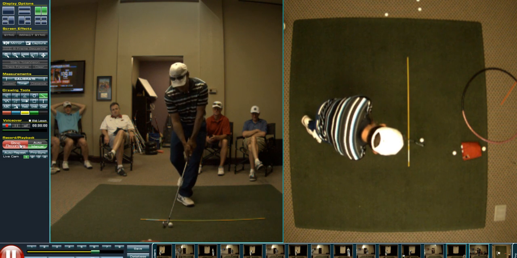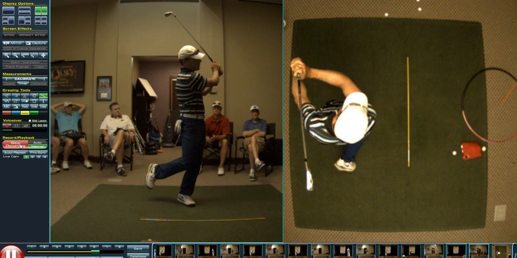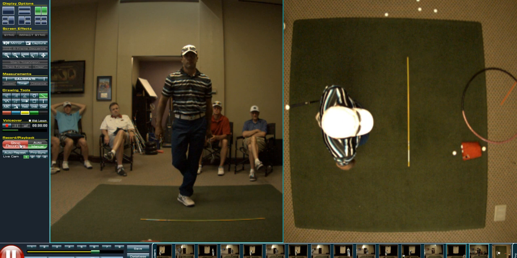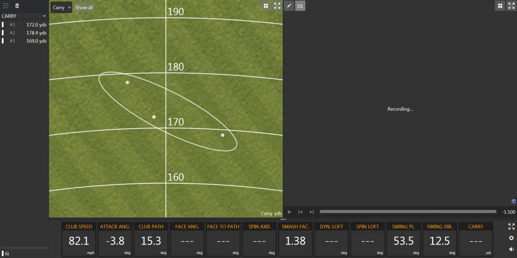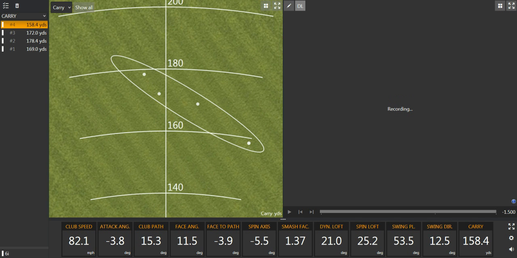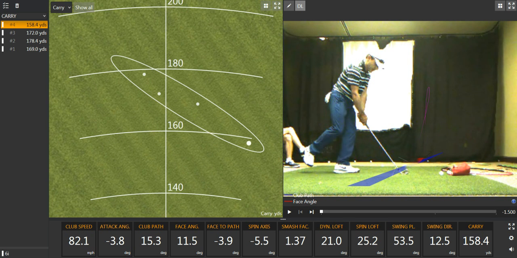If I hit this shot, let's see if TrackMan got that one. Might have timed out. So it's recording. So there you go. My weight is excessively left. Look what my club path did. It went extremely far to the right, didn't it?